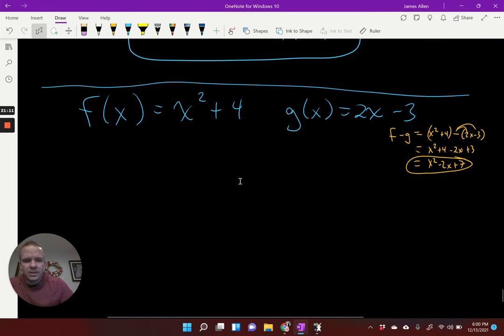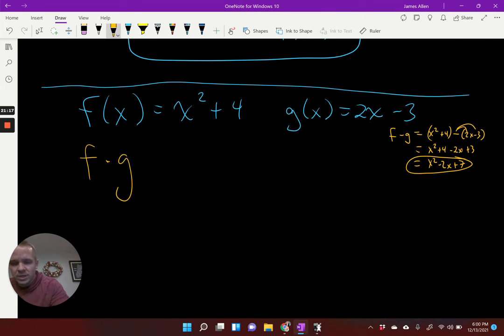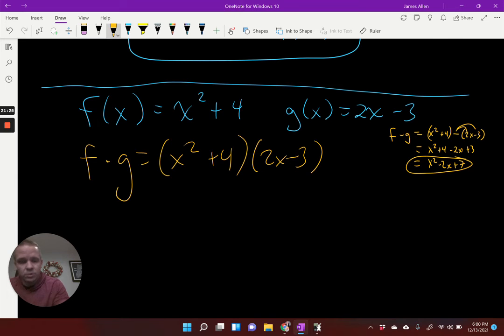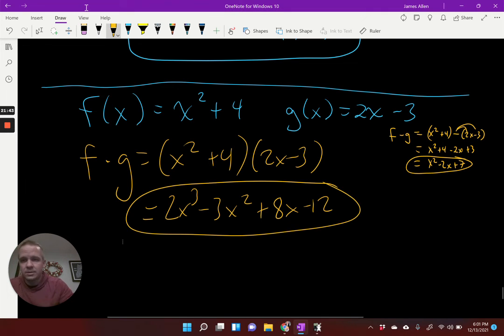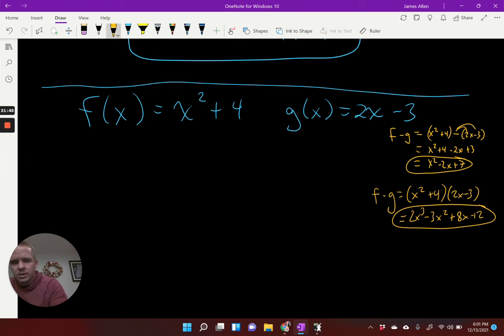Next one. Let's say we want to do f. Oops, should probably get a marker again. F times g. Not f of g, but f times g. So this one I'm going to be multiplying together. So x squared plus 4, and then we have 2x minus 3. We're just going to go ahead and FOIL, right? Except we're dealing with different exponents and stuff than our normal ones, but that's okay. So we're going to have 2x cubed, and then we have minus 3x squared plus 8x minus 12. That's it. There's nothing to combine, right? We're done there. Awesome.